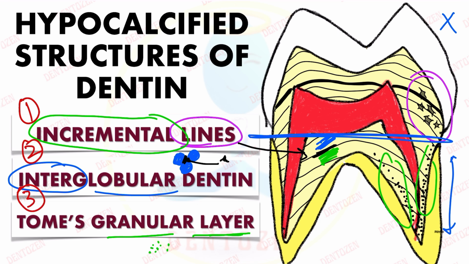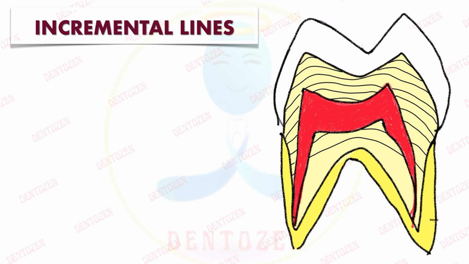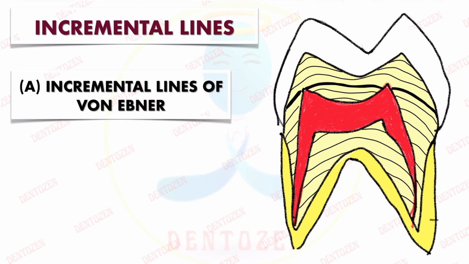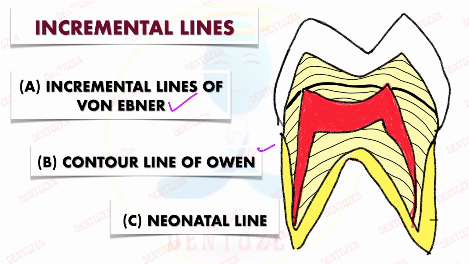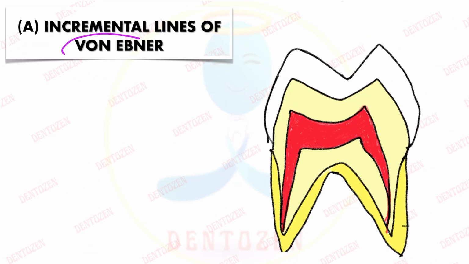So let's see the details. First one is incremental lines of dentine, which can further be of three types: incremental lines of von Ebner, contour lines of Owen, and neonatal line. What's the difference? First is incremental lines of von Ebner, the most important. And if you are asked in Viva, what are the incremental lines of dentine known as? So your answer has to be incremental lines of von Ebner.